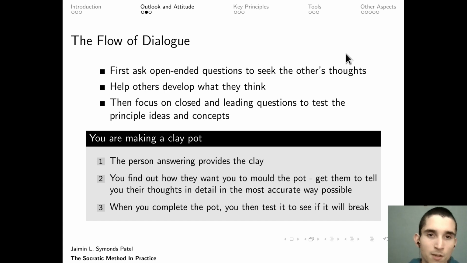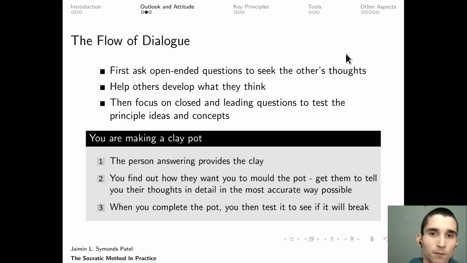So naturally, the method finds its home in dialogue, in a sequence of questions and answers. And it's this flow of dialogue we have to keep in mind when we're using the method, or have the right outlook on when we're using the method. So first of all, you want to be asking open-ended questions to seek the other's thoughts.